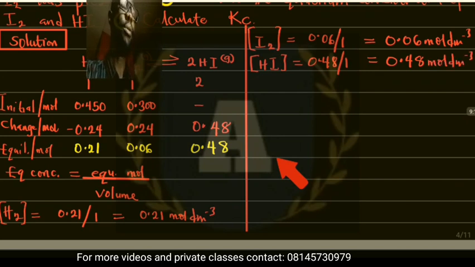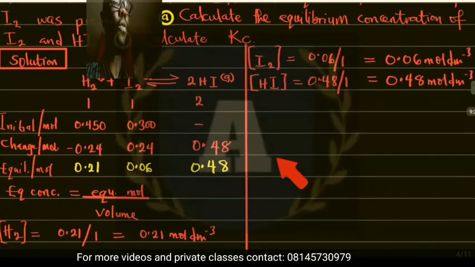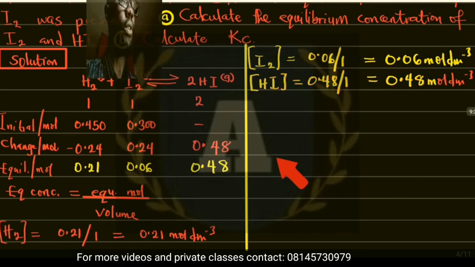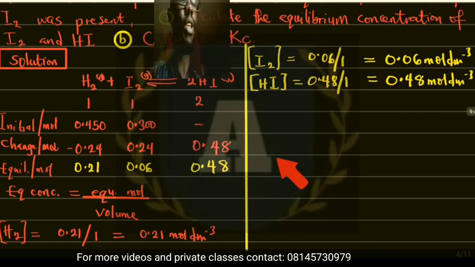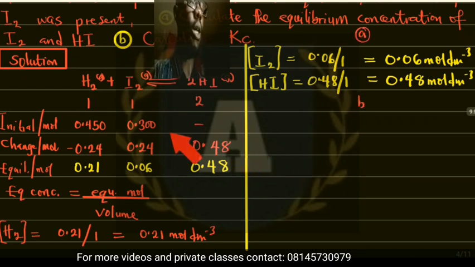Okay, so now after we've gotten the equilibrium concentration, in the question we are asked to find the equilibrium concentration of iodine, which is this, and for hydrogen iodide, which we've also done, and this is it here. Now that is the first part of the question, the A part. Now the B part, we are asked to calculate the equilibrium constant Kc.